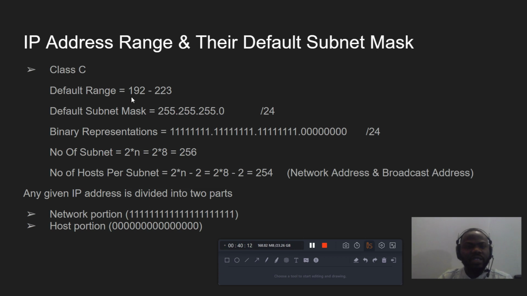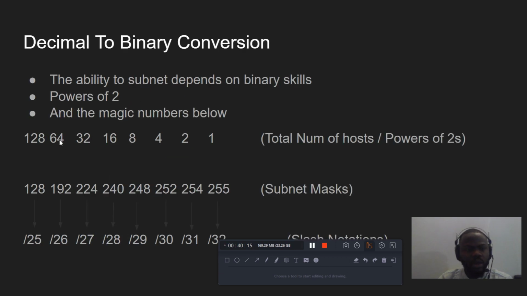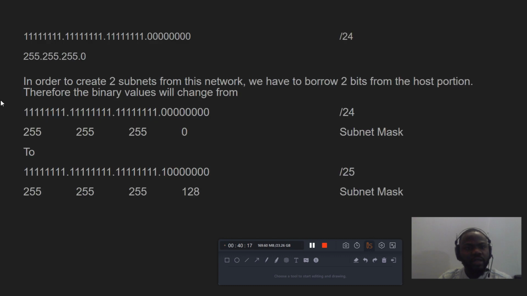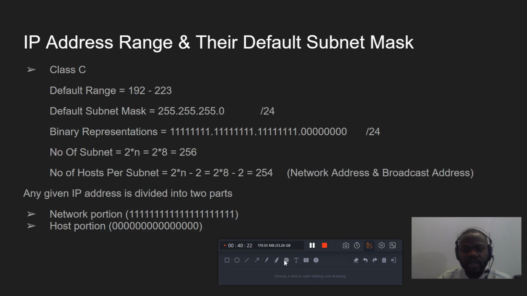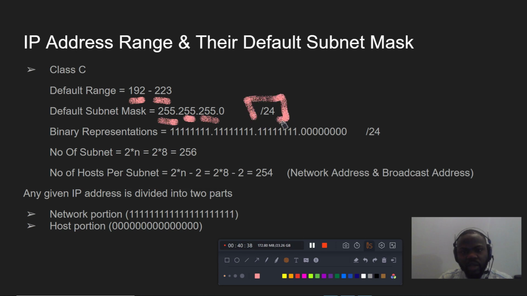With class C, a class C IP address starts from 192 to 223. And the default subnet mask is 255.255.255.0 and /24. Remember this by now: /24 means you have 24 ones. This is 8, another 8, another 8. If you add them together, that's 24. So this is what slash notation does for us.